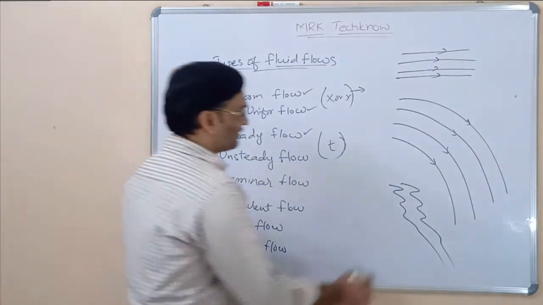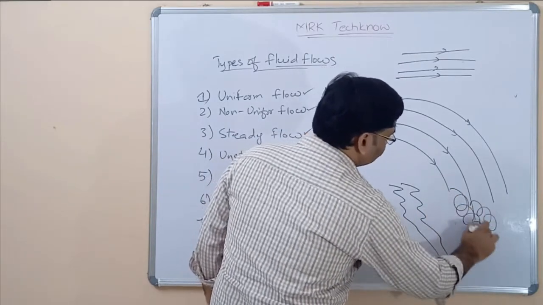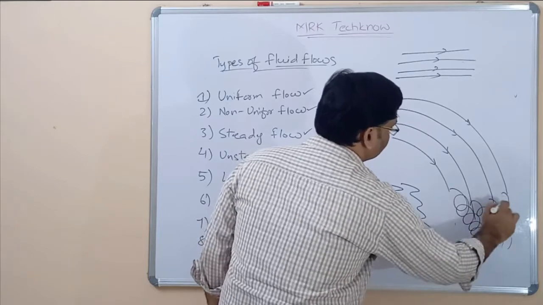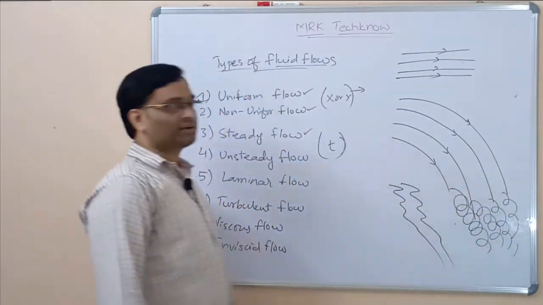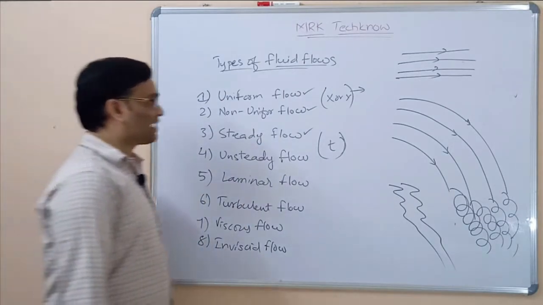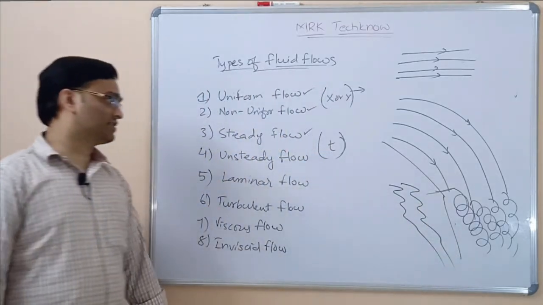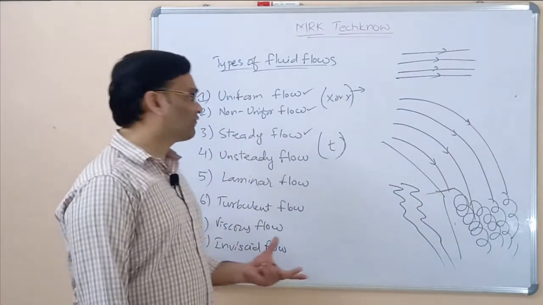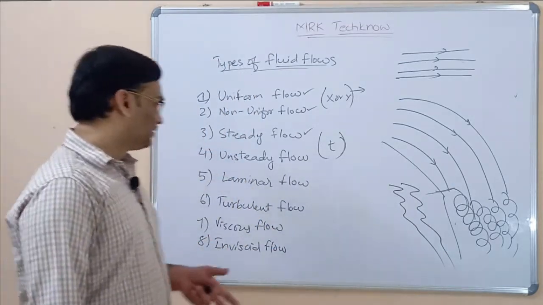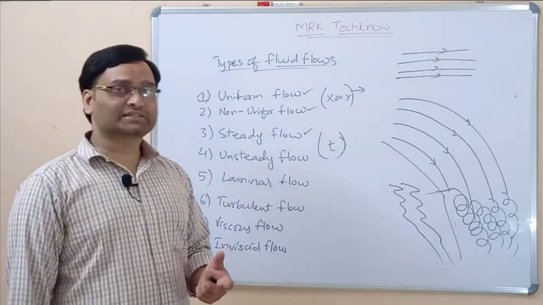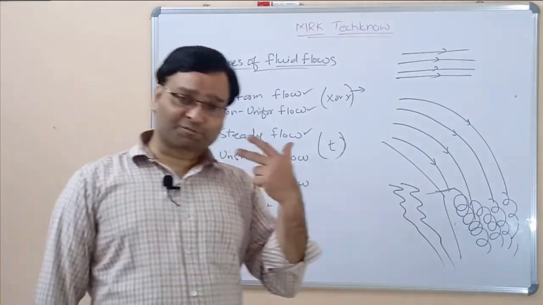For example, after taking a turn, the flow has created some kind of whirling or vortices here. Till here the flow is laminar, and after this the flow is turbulent. So laminar flow up to this region, and thereafter it is turbulent. Turbulent flow is uneven flow having random motion, and different flow properties change randomly with respect to space and with respect to time.